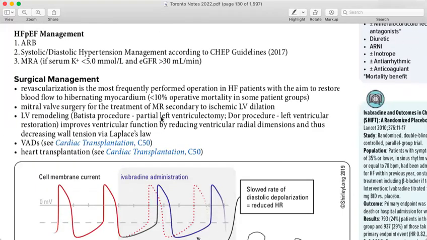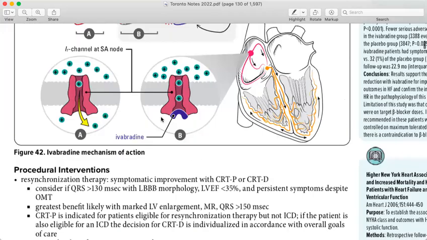Now coming to the surgical management. This is done by some cardiologists, so you don't need to know this one. That's about it.